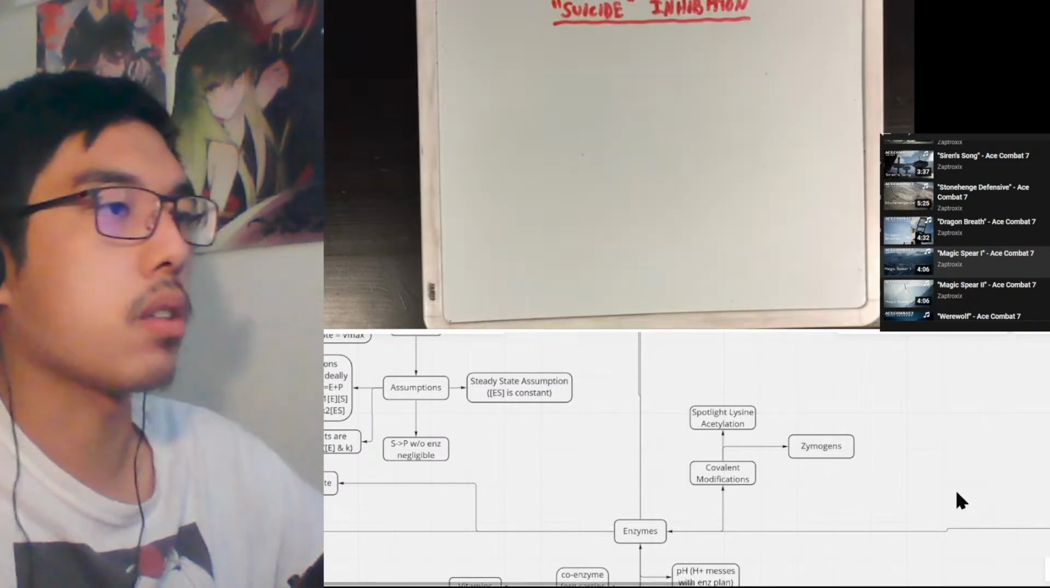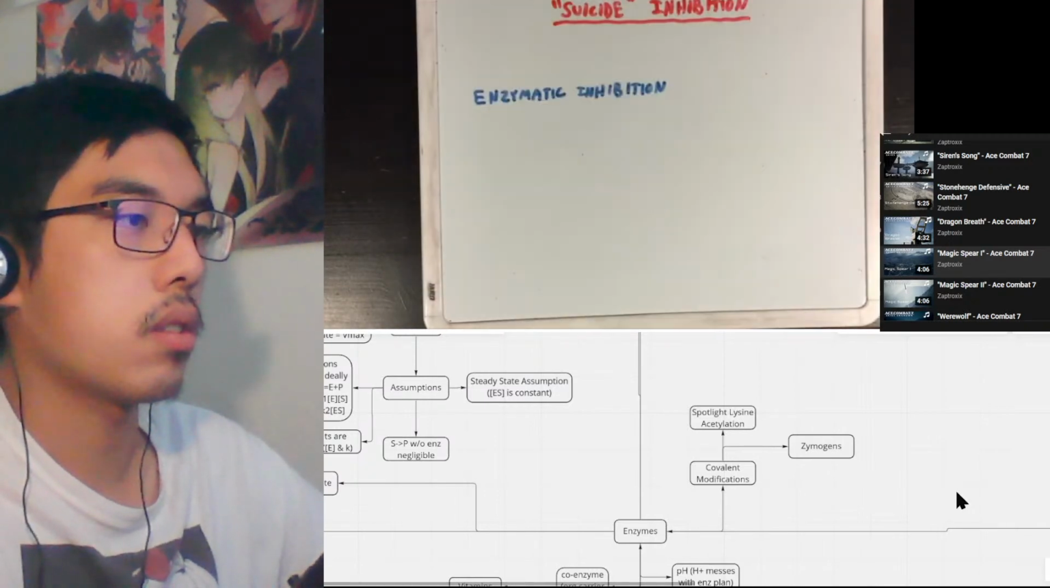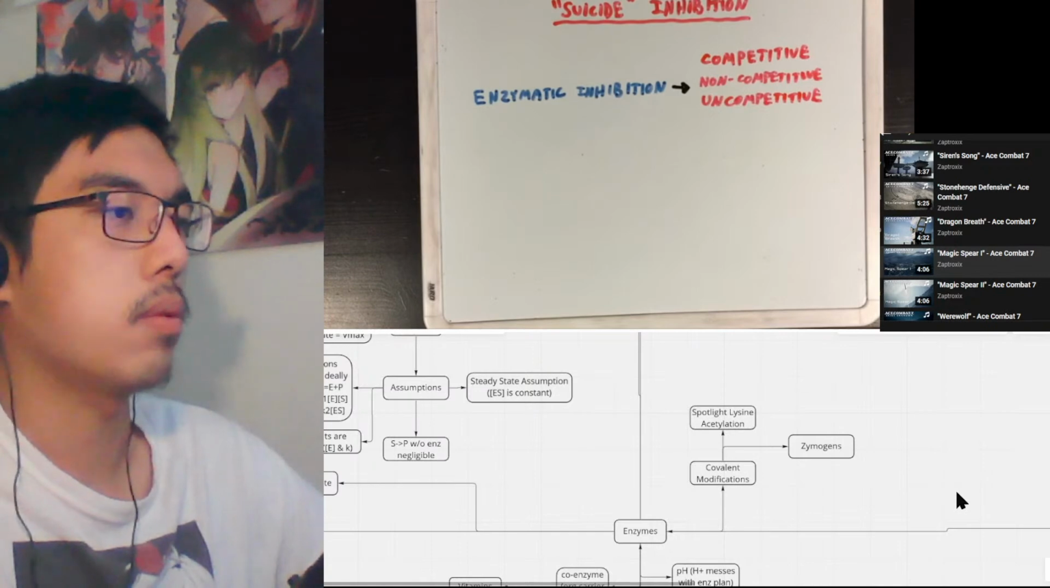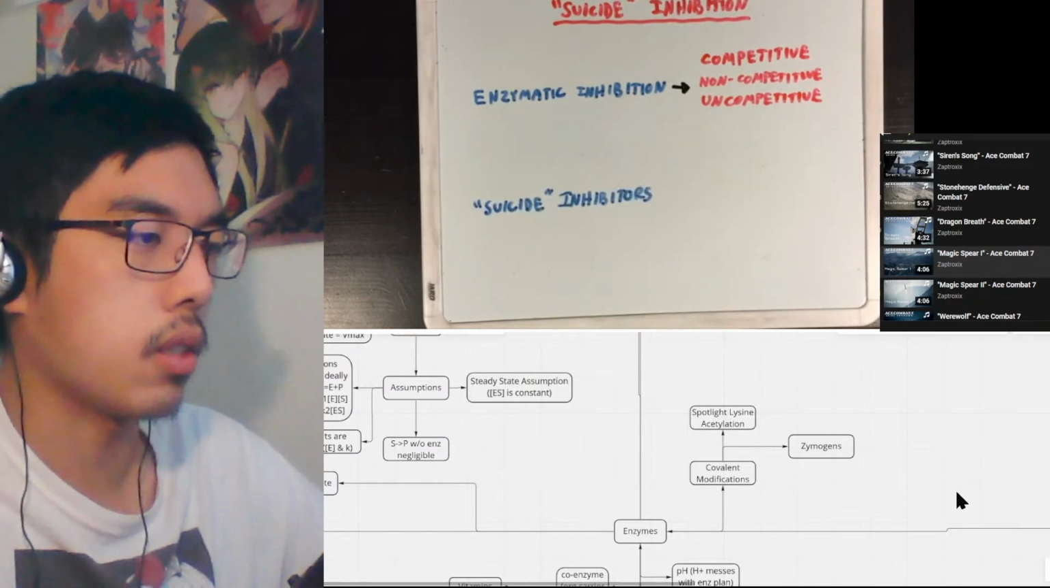Now, the last example of covalently modified enzymes that I want to discuss is the subject of suicide inhibition. When we think of enzymatic inhibition, we usually think of competitive, non-competitive, and uncompetitive inhibitors, which follow certain patterns in terms of their effects on enzyme kinetics. But there's another type of inhibitor that's a little different. This is the suicide inhibitor.